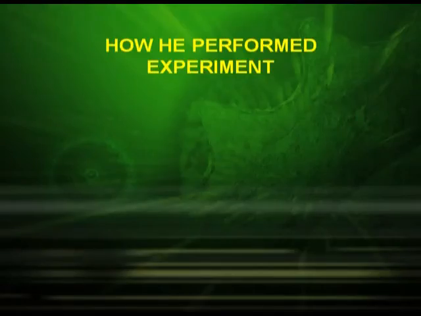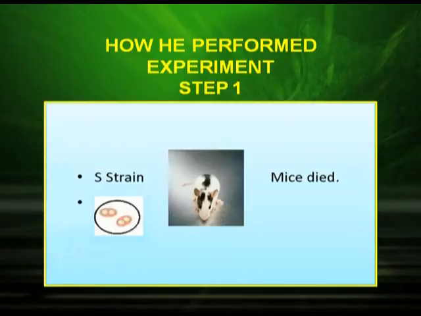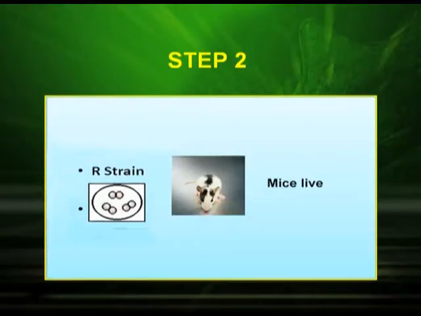Now let us see how he performed the experiment. In step 1, he injected the S strain into the mice. Since the S strain was virulent, the obvious result was the mice died. In step 2, he injected the R strain, the living R cells. But since it was non-virulent, the mice lived.